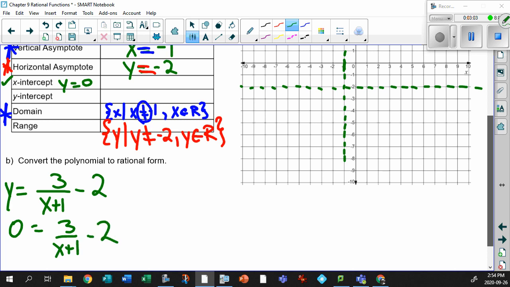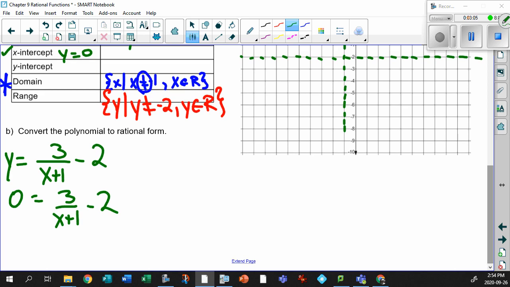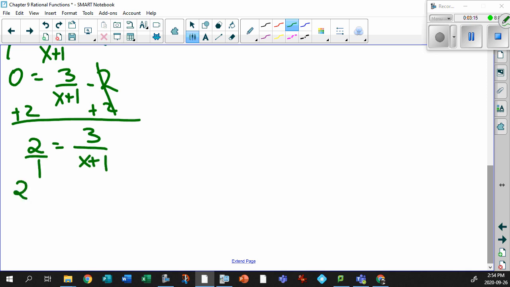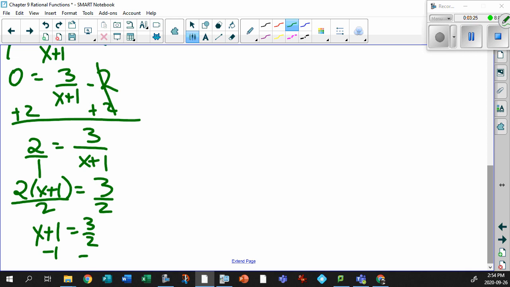Okay, let's keep on solving this. We're going to need lots of space because we're doing algebra here. Add 2 to both sides. Look at that, it cancels, leaving you 2 equals 3 over x plus 1. Cross multiply, 2 times x plus 1 equals 3. Divide by 2. X plus 1 equals 3 over 2. Subtract 1. That's a fraction. 3 over 2 subtract 2 over 2, which equals, guess what? 1/2.